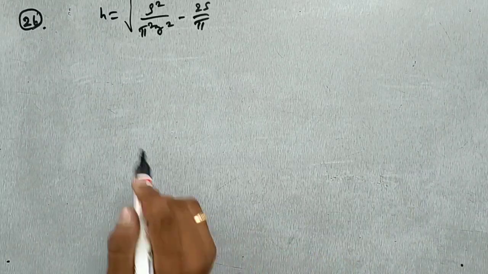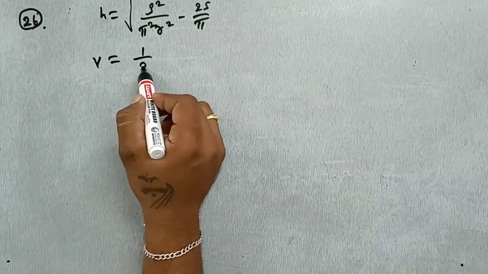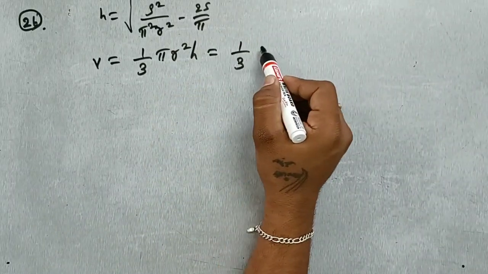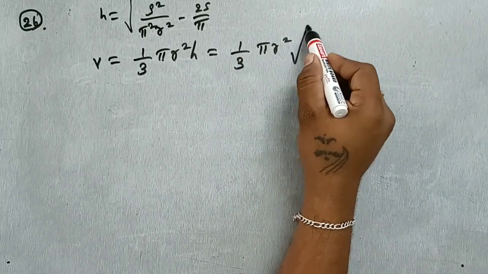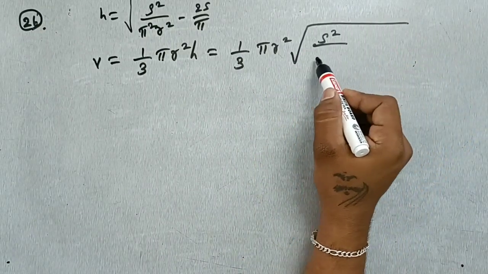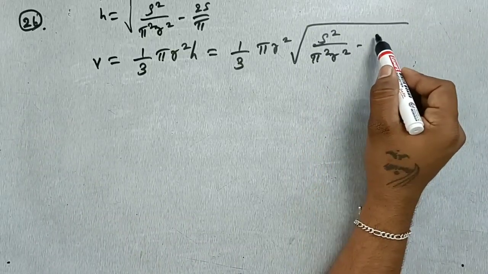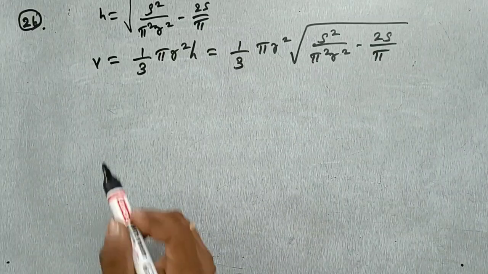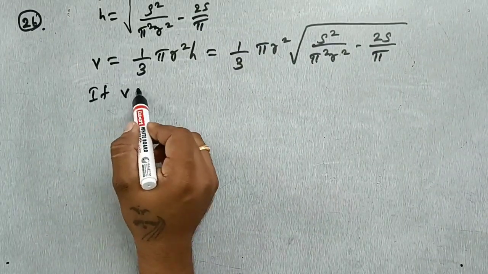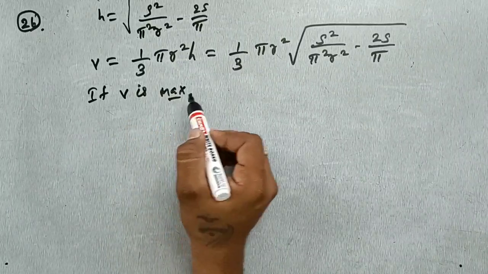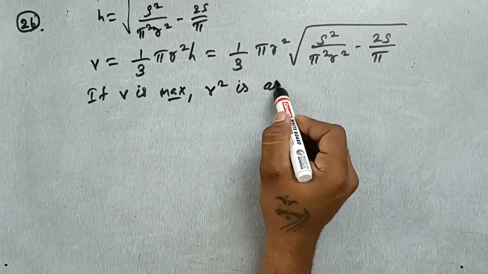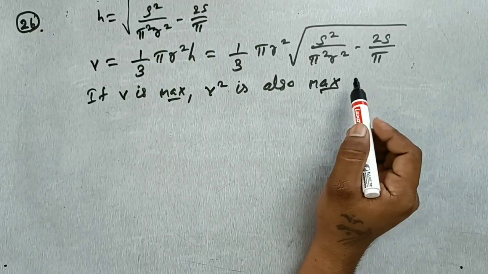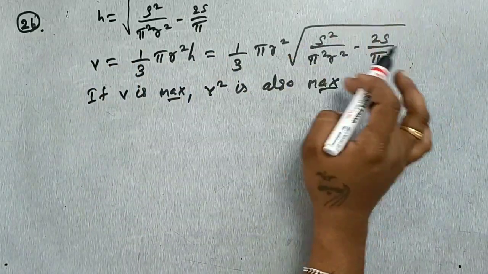Now what we have to maximize? We have to maximize the volume. So the volume equals 1 by 3 into pi R square H. So substitute that H value here. So 1 by 3 into pi R square into the H value, equal to S square by pi square R square minus 2S divided by pi. So the same concept I am going to use here: if V is maximum, V square is also maximum. So I am going to find V square from that to avoid the root here.